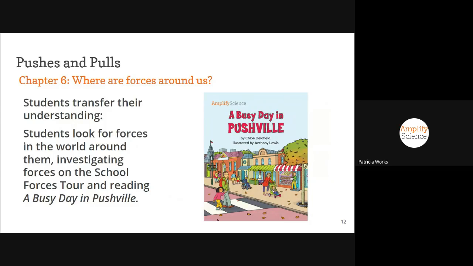As the unit is completed in Chapter 6, students explore where there are forces around us. They collect evidence from a school forces tour and from reading the text, A Busy Day in Pushville. These applications of science ideas to the world around them reinforce the idea that there are strong and gentle forces in different directions all around us. We know a force has been exerted on an object whenever that object starts moving, changes direction, or stops moving.